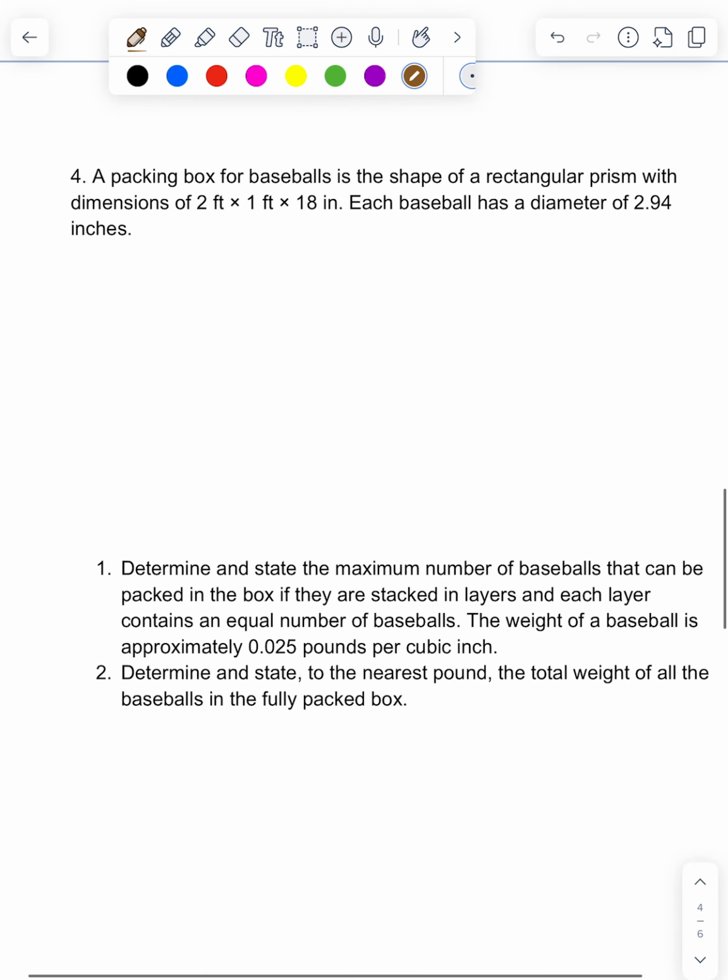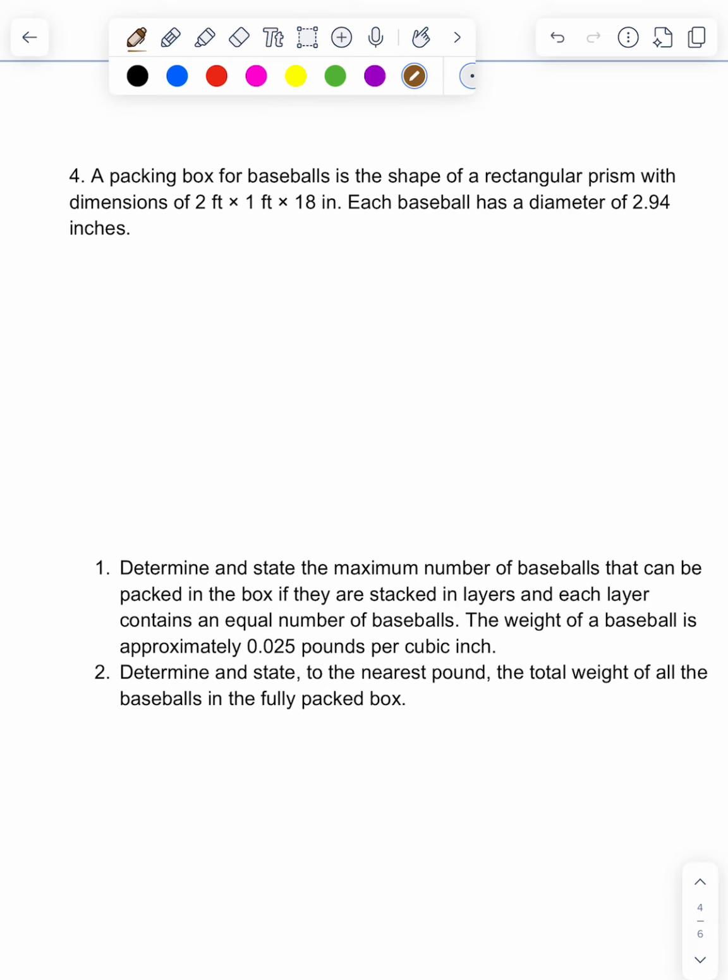Moving on to the next one. Please make sure that you pause the video and think about the question for yourself, and then you can definitely unpause the video.